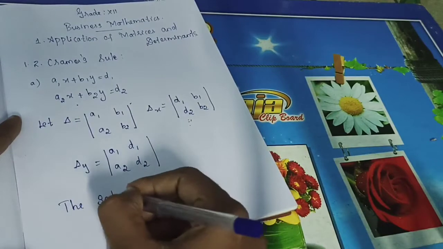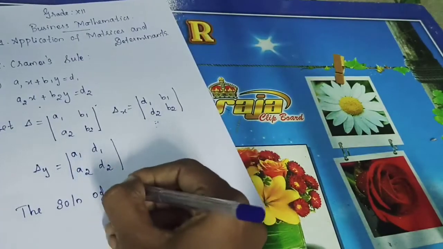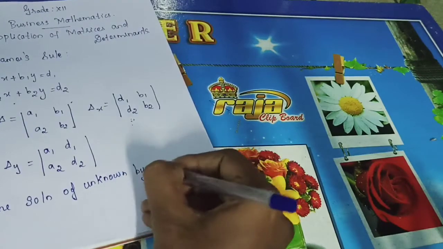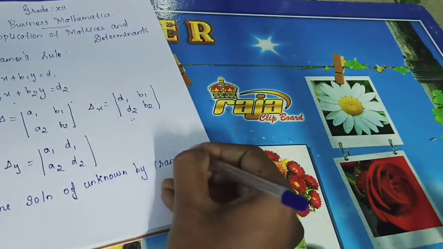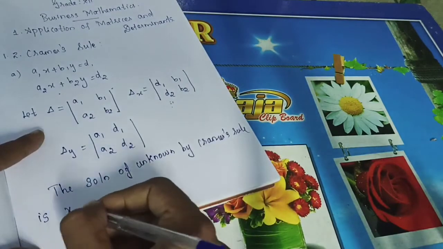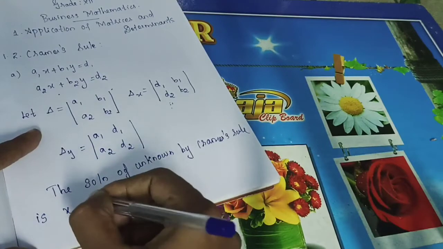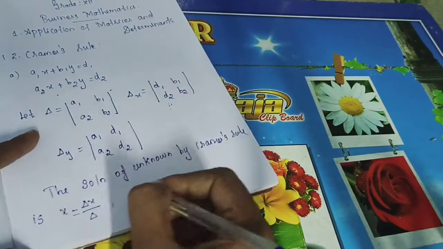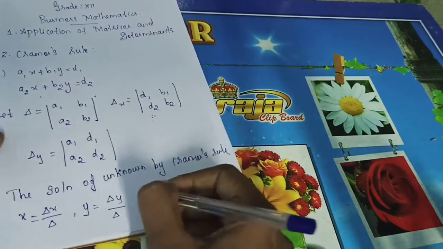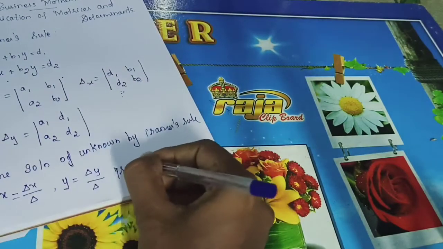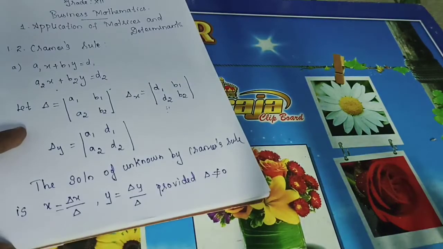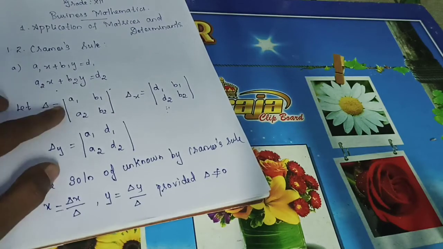So, how will you find the solution of the unknowns by Cramer's rule? The formula: if you need the x value, you find delta x by delta. If you need the y value, delta y by delta. When you see this, I hope you got some idea. Provided delta is not equal to 0. Keep it in mind, delta means the determinant value.